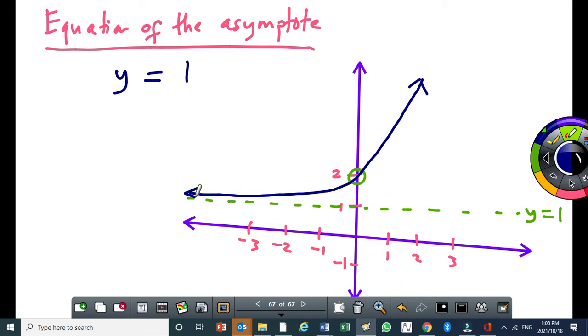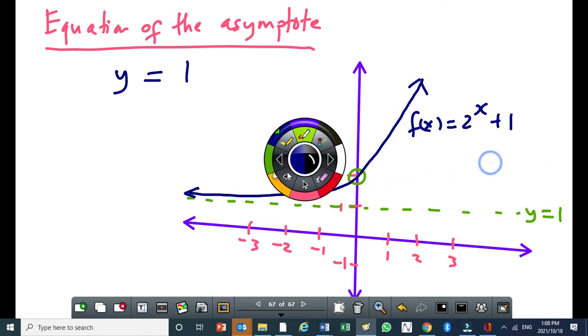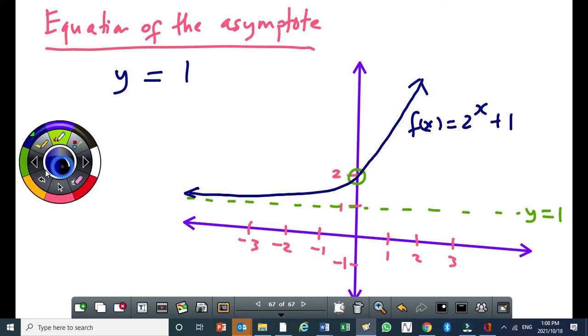Okay, so this will be f of x equal to 2 to the power of x plus 1. This is a grade 10 exponential graph. Okay? A grade 10 exponential graph. You don't really need a table to draw an exponential function.